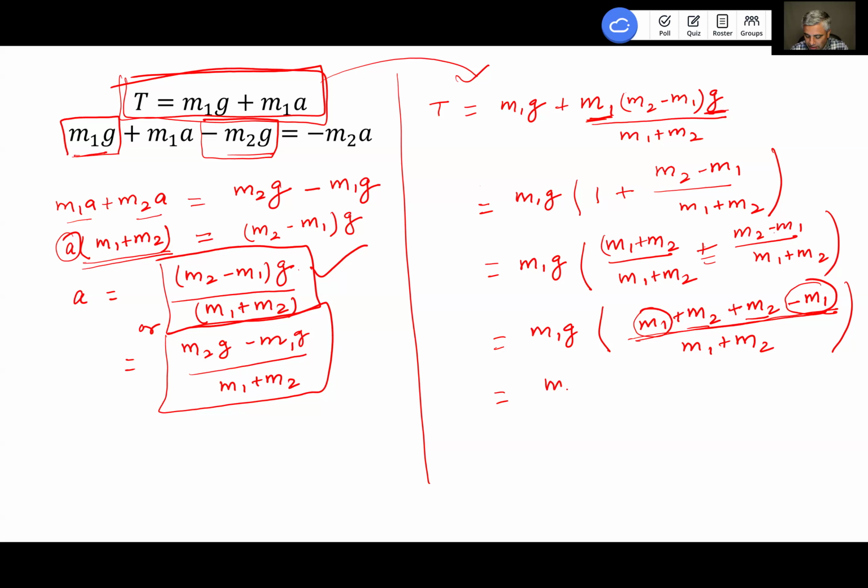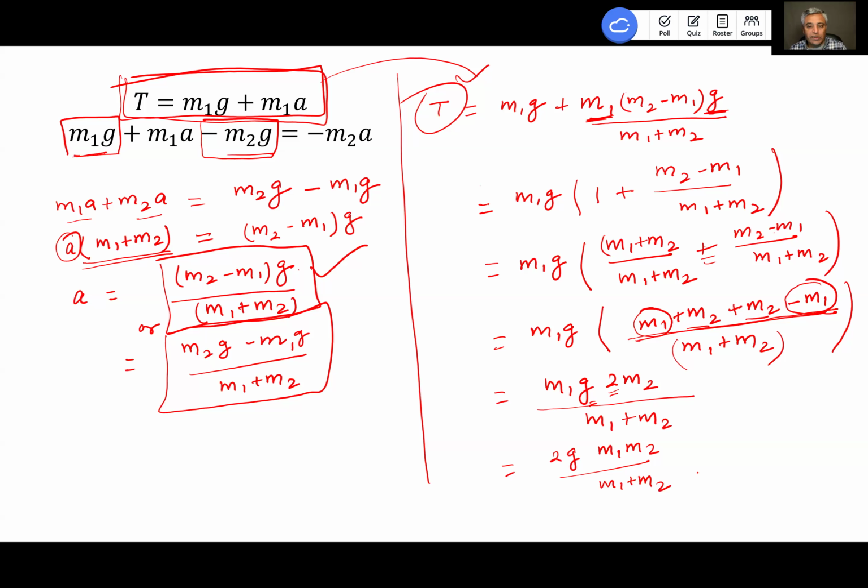So M1G is already out, and 2M2 is in numerator. And then this M1 plus M2 is in denominator. So I can put that right underneath everything. Okay. So that's basically the tension, but I can rewrite this to make it look a little better. I will write the constant first, so 2G, and then M1, M2, over M1 plus M2. So you see the acceleration and tension depends simply on two masses, right?